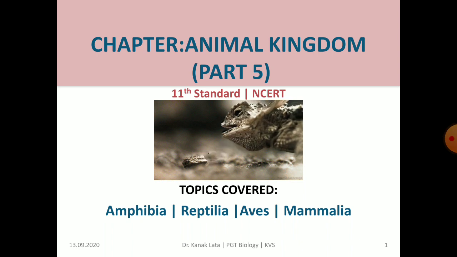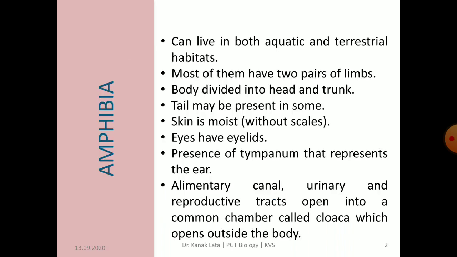In today's session, we will discuss the salient features of Amphibia, Reptiles, Aves and Mammalia. So let us start the session with Amphibia. The amphibians were the first vertebrates to invade land, but they have not fully adapted to terrestrial life. So they can live in both aquatic and terrestrial habitats. That is why they are called amphibians.